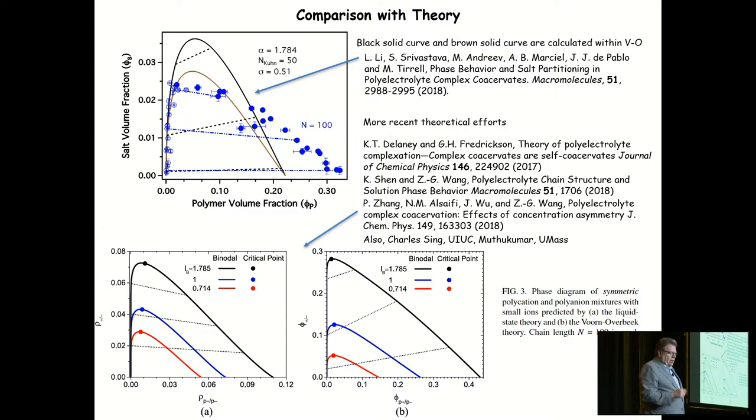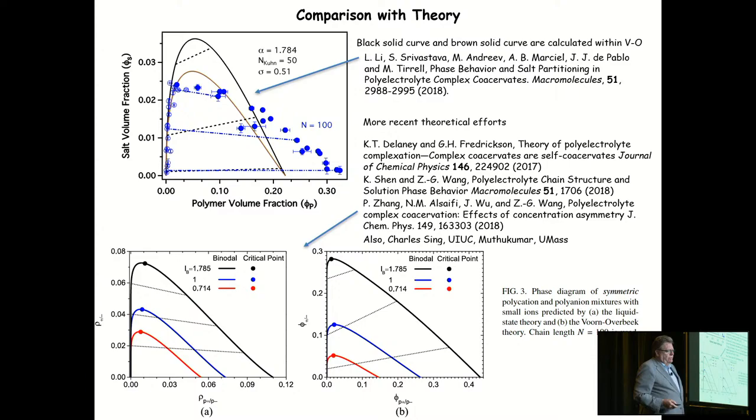And Zhengang, in a paper a couple of years ago, compared the Voorn-Overbeek theory on the lower right with a simple modification that takes into account some of the correlations that one might expect in terms of excluded volume and so on, and made a prediction that looks a lot more like our data. There still haven't been very detailed comparisons between theory and experiment, but I believe those are coming, and that's the point of taking the time to produce a really full and precise phase diagram.